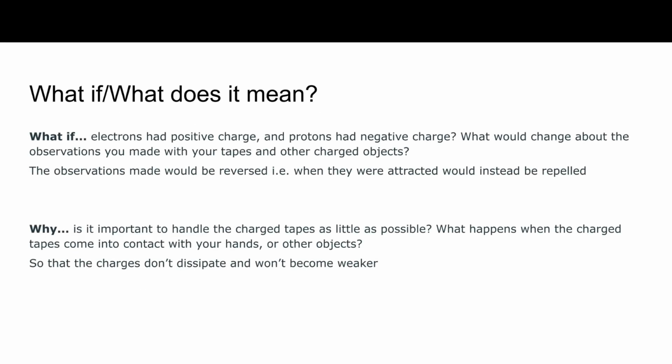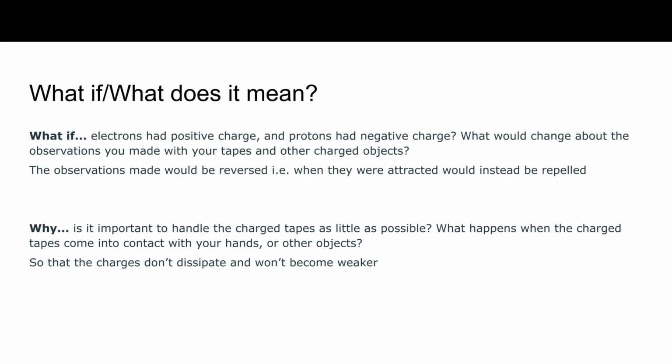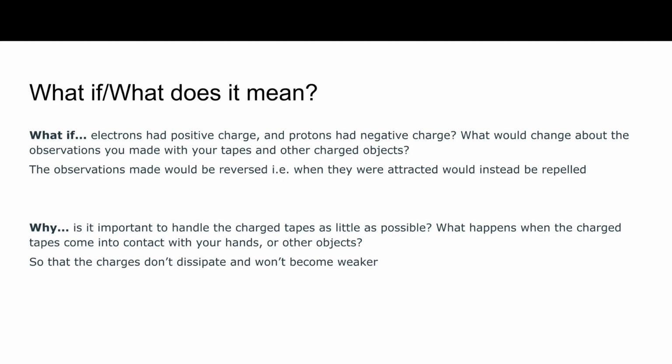What if and what does it mean? For the first question, the observations would be reversed. Any attractive things we saw would instead be repelled, because the tapes would be negatively charged then, and the negatively charged tapes would repel away from things.